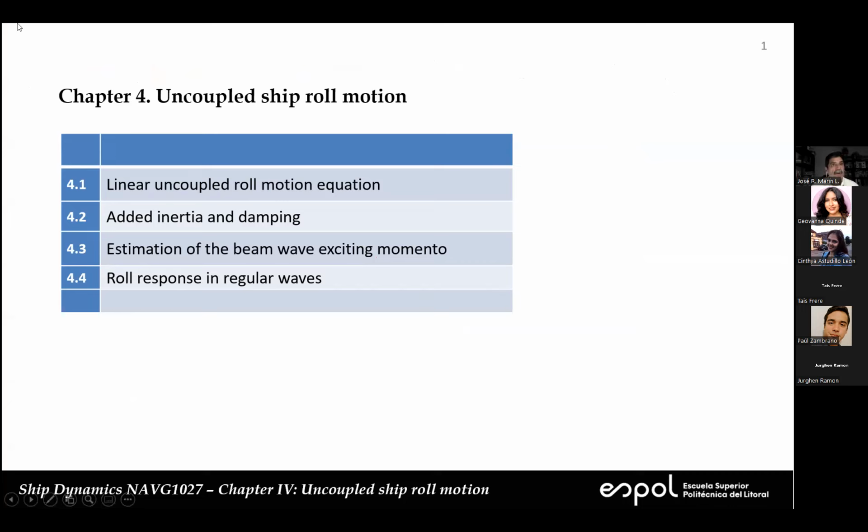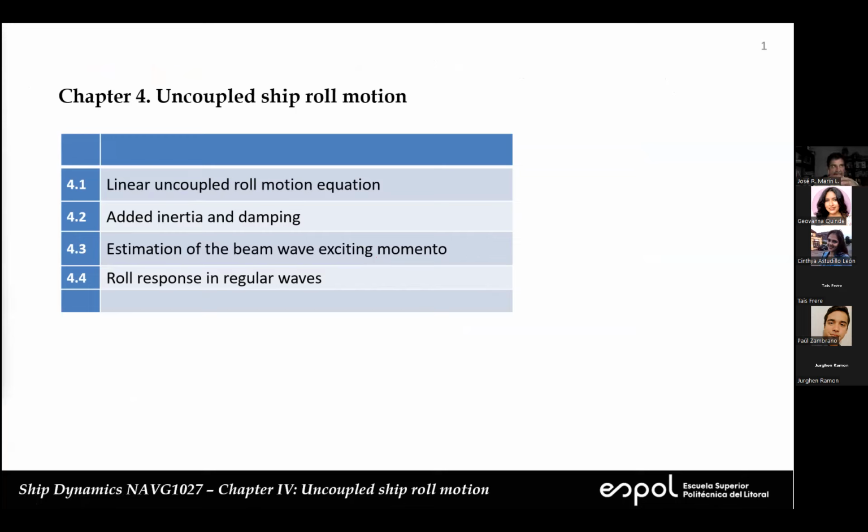Okay, so this is chapter 4. And as I explained before, we're going to study uncoupled roll motion. It's an oversimplification, right? Because usually, as we said before, you don't have uncoupled motions.